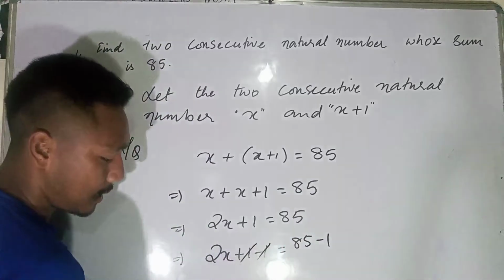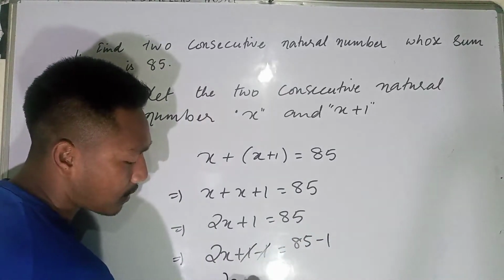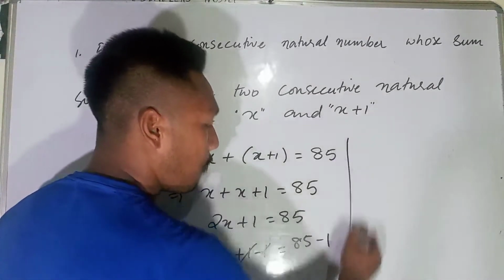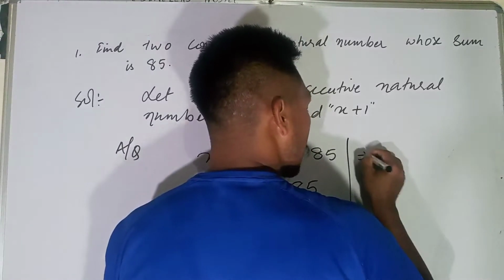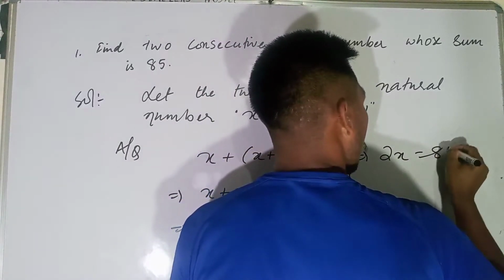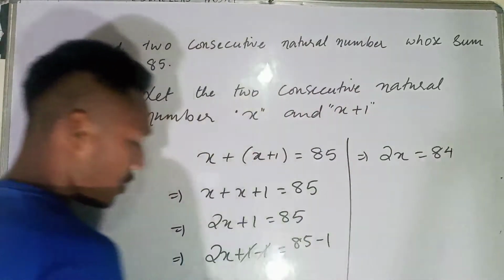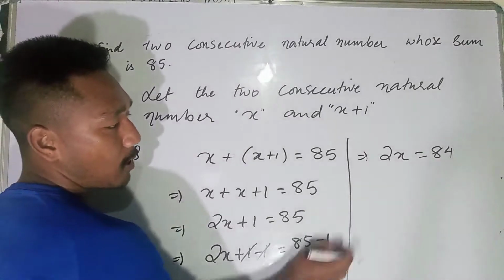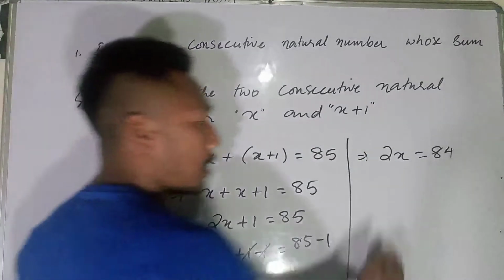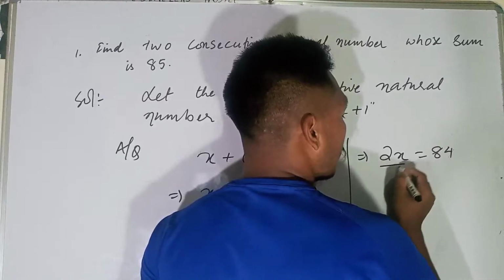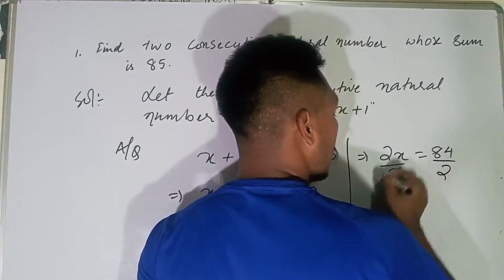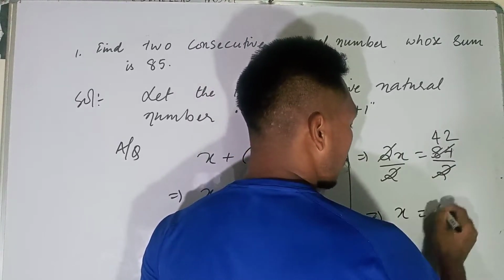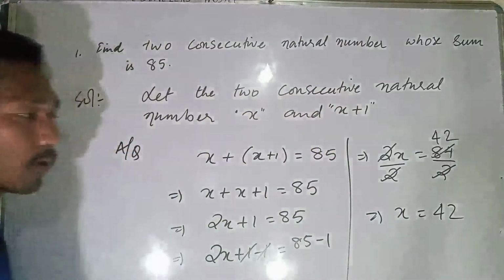Plus 1 and minus 1 cancel. So what do you get here? 2x is equal to 84. I'm writing this side: 2x is equal to 84. Here 1 minus 1 is 0, so I'm cancelling it directly, then 85 minus 1 is 84. Now I'm going to remove this 2, so I have to divide both sides by 2. 2 1s are 2, 2 4s are 8, 2 2s are 4. Our x number is 42.